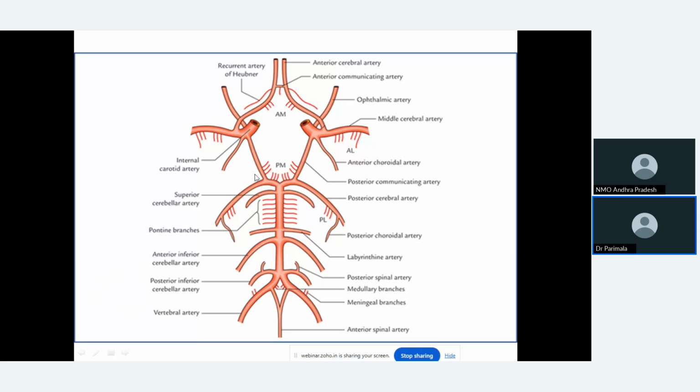Then if you see this diagram, you are also able to see these are the main arteries that you are anyhow seeing. In addition, you are able to see some small projections from these. What are these arteries? These arteries are central arteries. So now I have uttered a new term, central arteries.